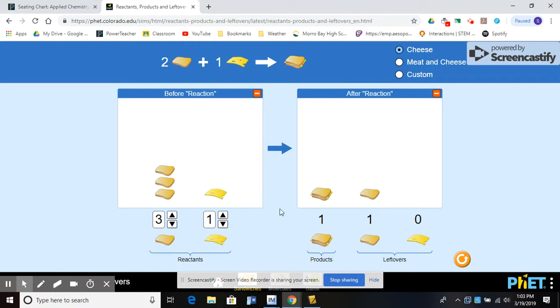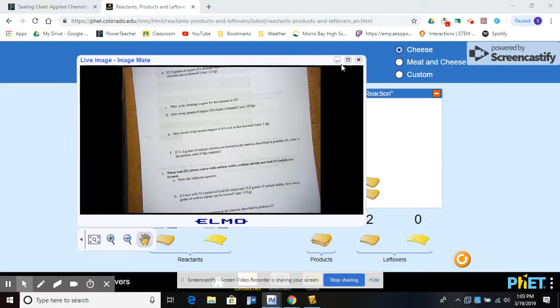Here, let me add one more piece of bread. Now we have enough bread to make two sandwiches, but we only have enough cheese to make one sandwich. So we could say that cheese is the limiting reactant or the limiting reagent. We don't have enough cheese to go with this amount of bread. We have too much bread to go with this amount of cheese. So we could say that bread is the excess reactant or the excess reagent. So we'll look at this with a stoichiometry problem now.